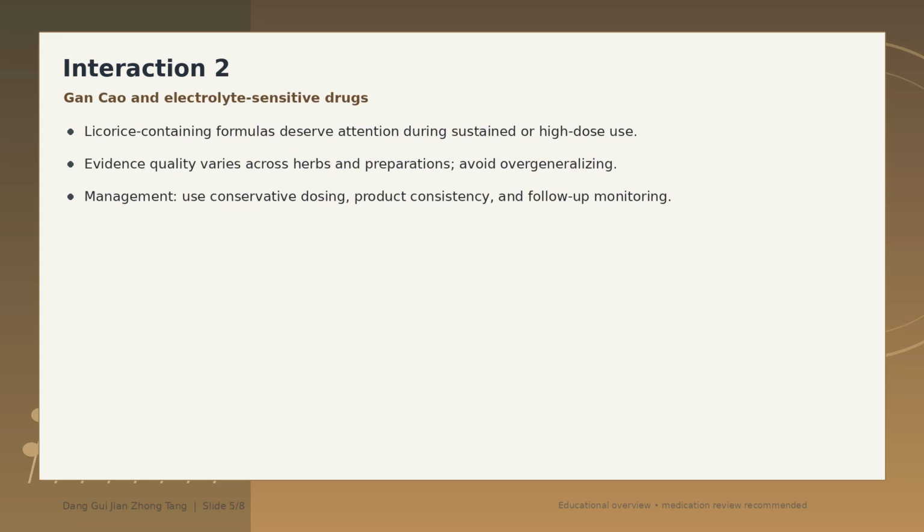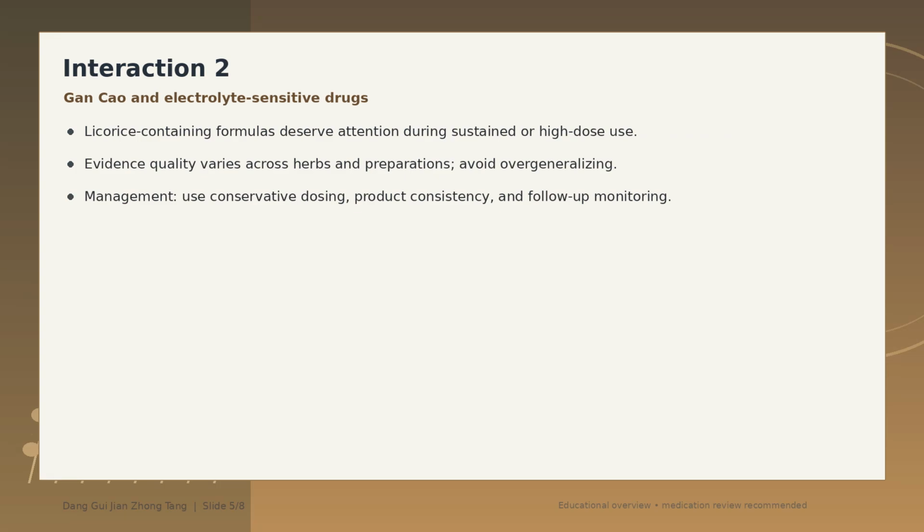The second interaction focuses on Gan Cao and electrolyte-sensitive drugs. Licorice-containing formulas deserve attention during sustained or high-dose use. Glycyrrhizin can produce a mineralocorticoid-like effect in susceptible people, with sodium retention, blood pressure elevation, and potassium loss. That can matter with loop or thiazide diuretics, digoxin, corticosteroids, antiarrhythmics, and existing hypertension. The risk is dose, duration, and patient dependent.